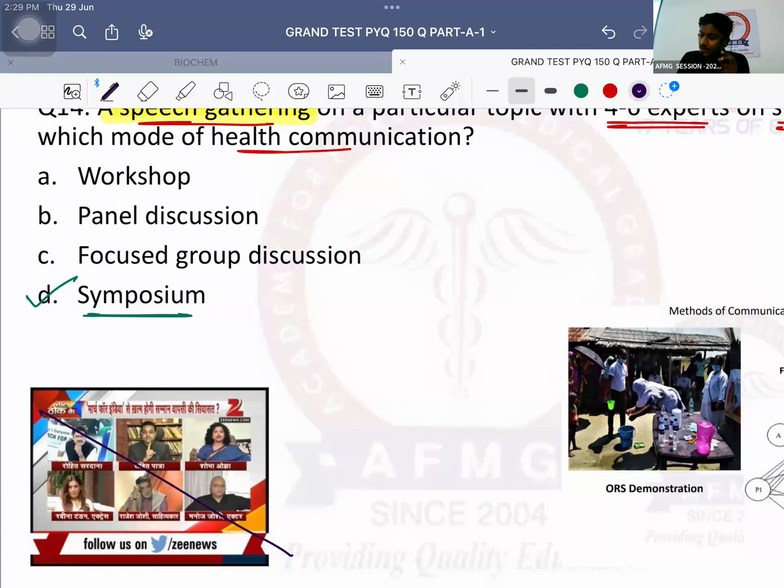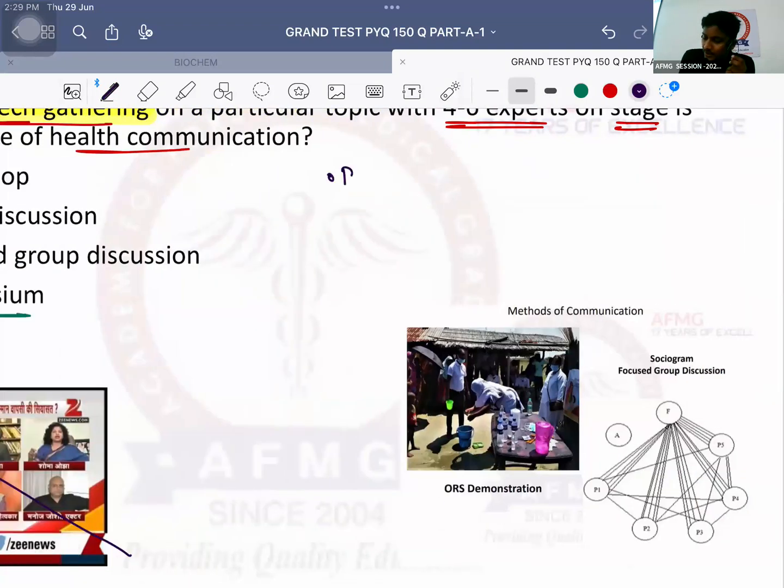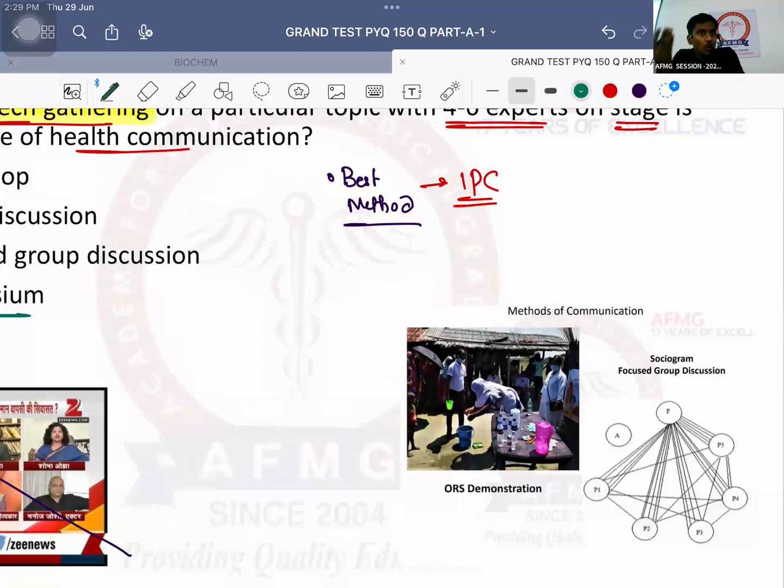No issues with this, anybody? That's important. Which is the best method of health communication? This was a previous year question. Very good. It is interpersonal communication. Catch it. That is face-to-face communication or one-to-one communication, like the doctor-patient relationship. Followed by that, the second best one is FGD, that is focused group discussion.